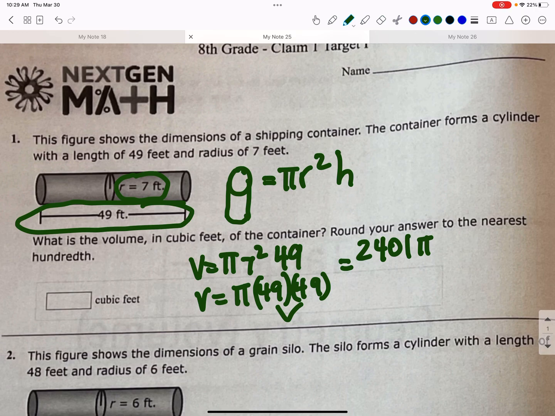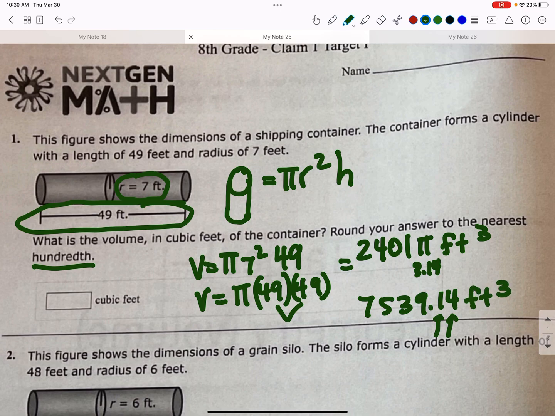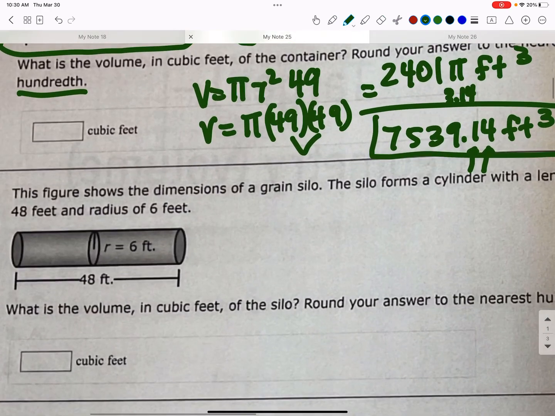Now, if I was in 11th grade, that's my answer. But in 8th grade, for some reason, they want you to actually know that pi is 3.14. So we multiply 2,401 times 3.14, and we get 7,539.14, and they say to the nearest hundredth. So there's the tenth, there's the hundredth, so we're good. 2 decimal places, feet cubed. There we go. All right, same problem here.